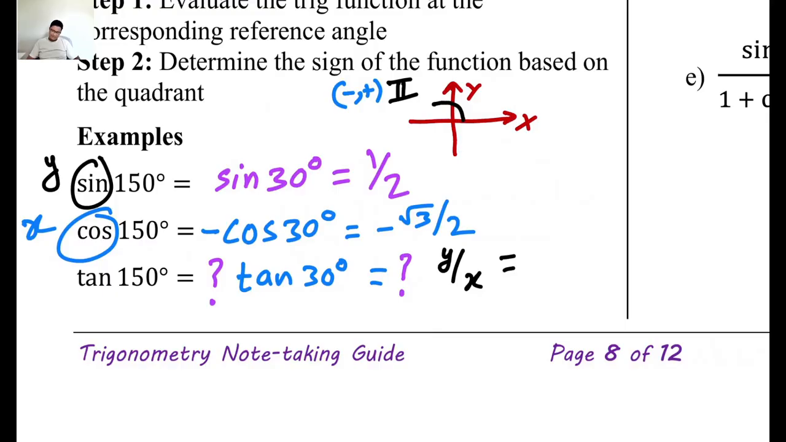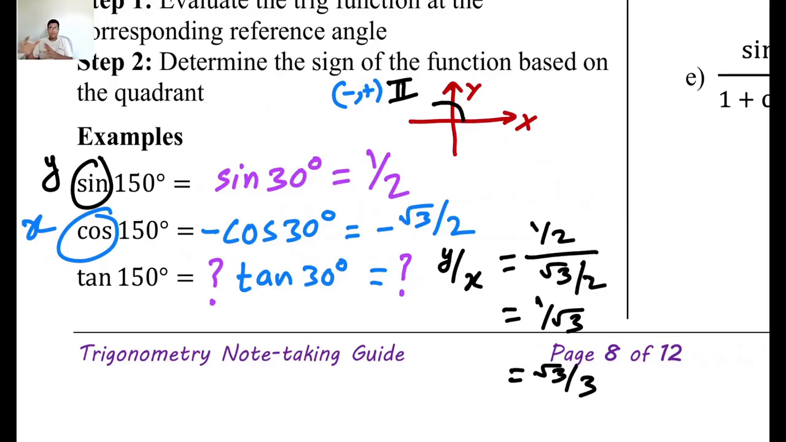At 30 degree, the y coordinate was 1 over 2, the x coordinate was root 3 over 2, right? And if you simplify that now, you get 1 over root 3. The 2 and 2 cancel, you get 1 over root 3, which is further simplified as root 3 over 3 by rationalizing the denominator. All that is tan 30 degree.